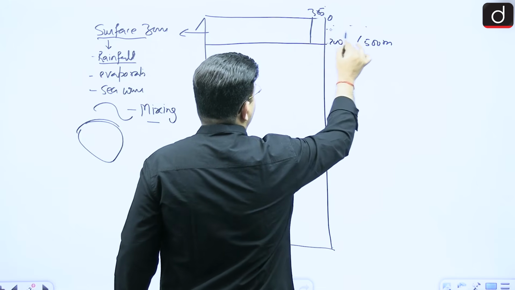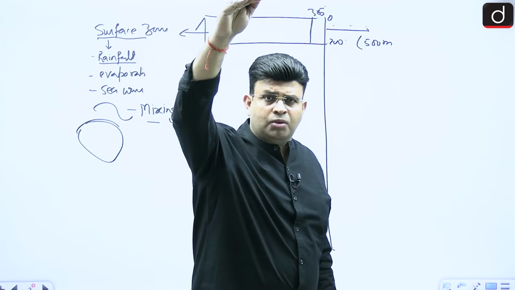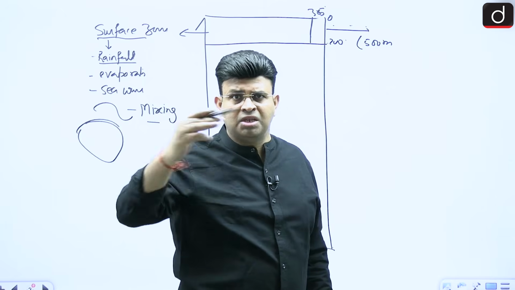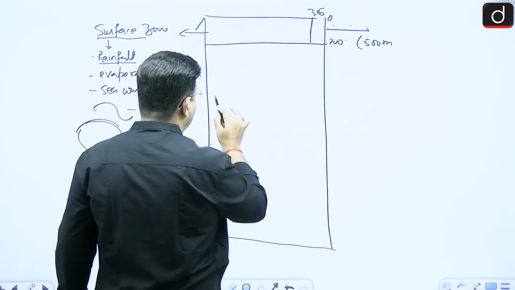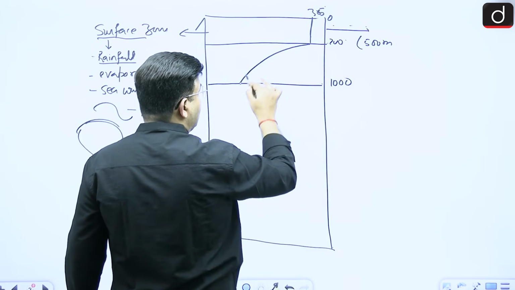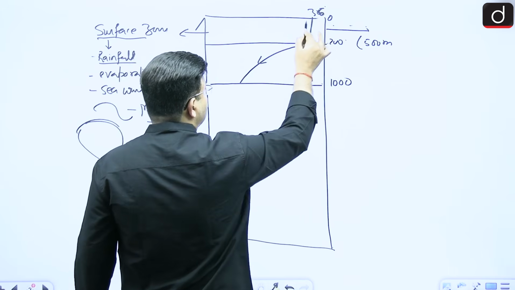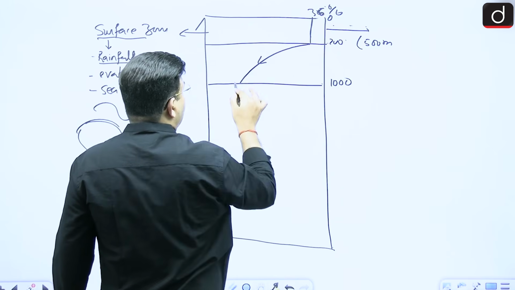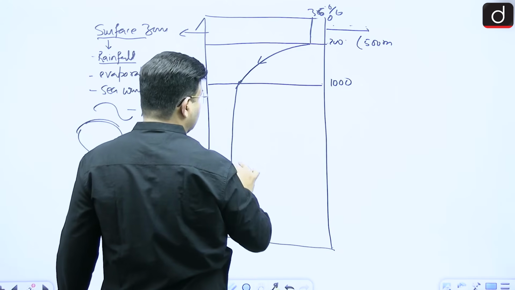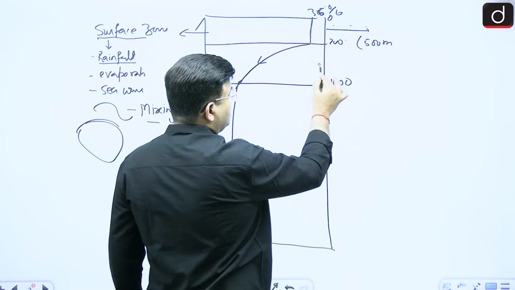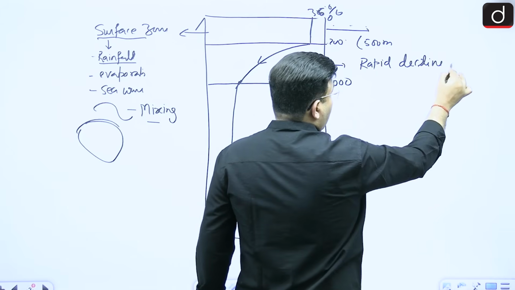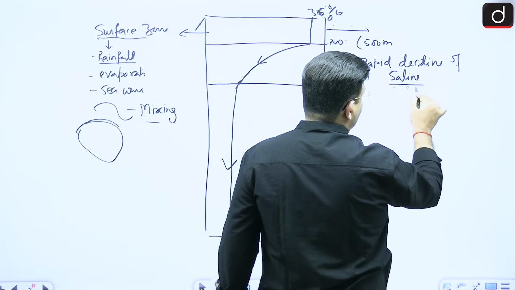So in the top surface zone, the salinity from the surface to 500 meters or 200 meters depth will be the same, because it is a mixing zone, so the salinity remains the same. After that, from 200 to 1000 meters, or 500 to 1000, there is suddenly a decline in salinity. If it is 36 parts per thousand, here it falls to 34, and thereafter it remains constant. So this is a rapid decline of salinity, and that is known as the halocline.